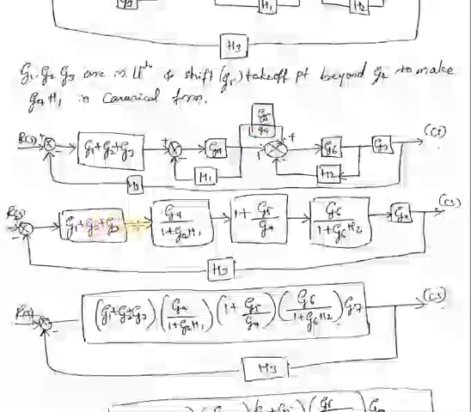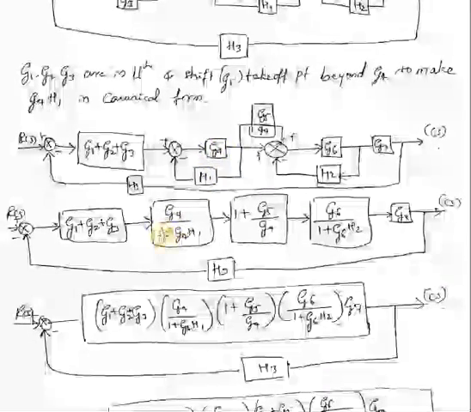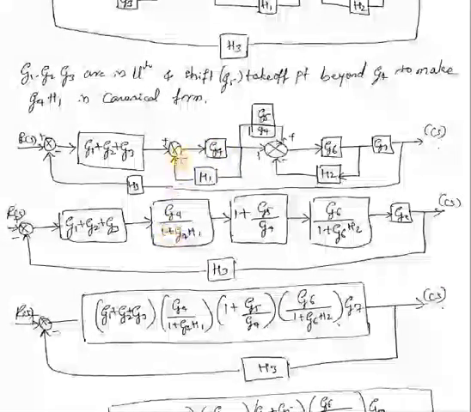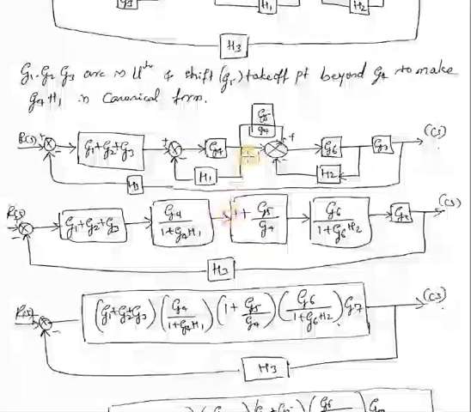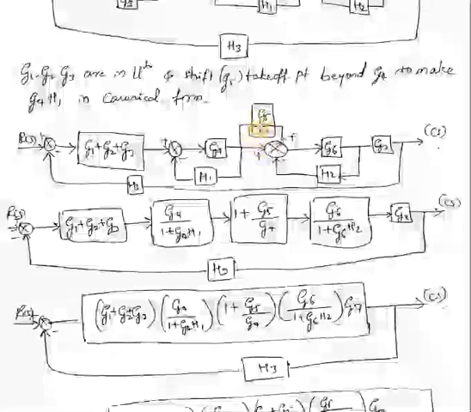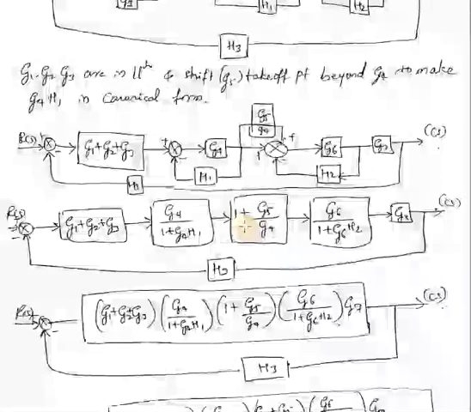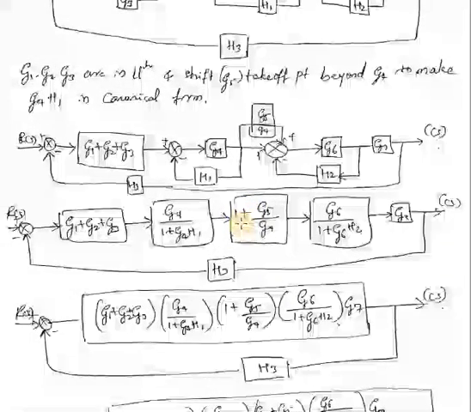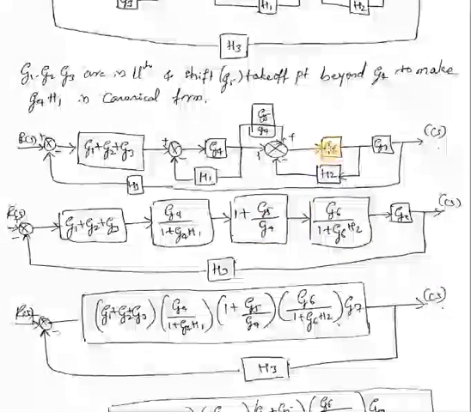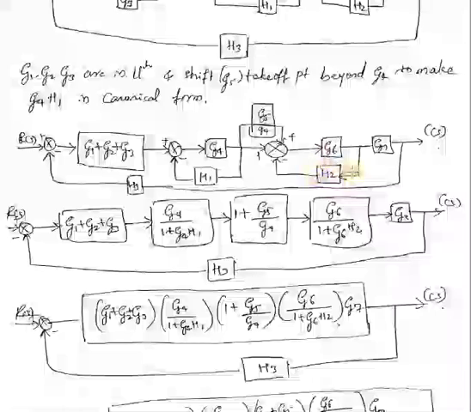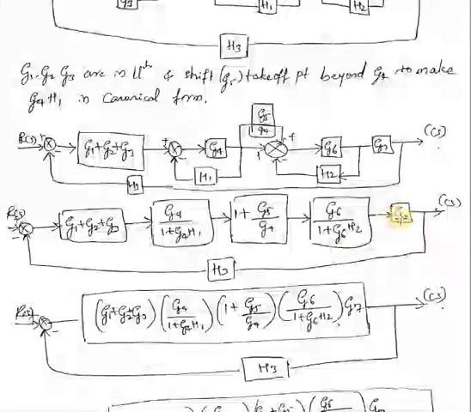So G1, G2, G3, for this, I am writing the canonical equation, that is G4 divided by 1 plus, because here it is minus, G4 into H1. Next, this combination I am taking as a parallel combination. If they are in parallel, you have to write the sum of the individual blocks, 1 plus G5 by G4. Next, it is fed to this. So here again it is forming the canonical loop. So it is G6 divided by 1 plus G6 into H2, and G7.